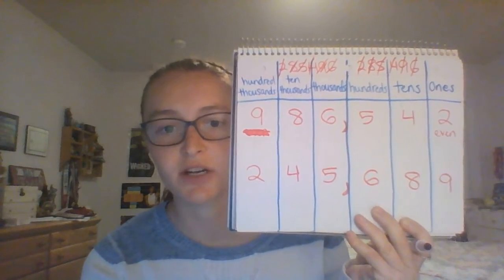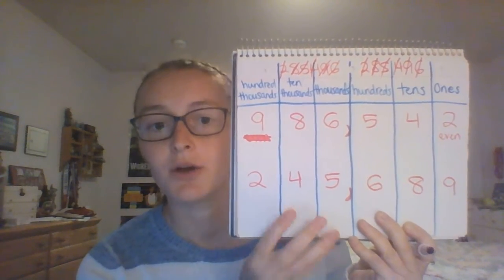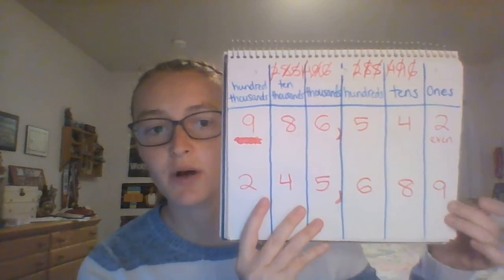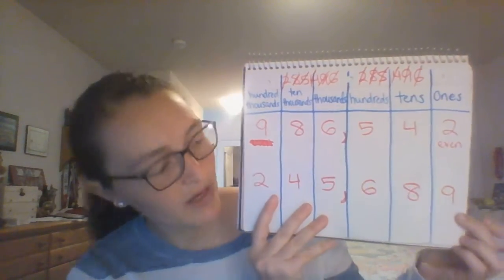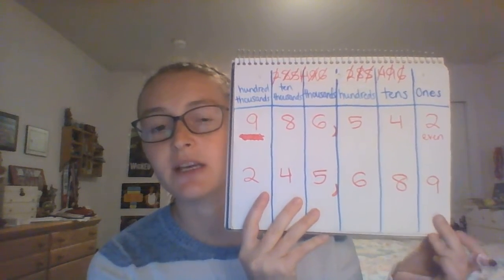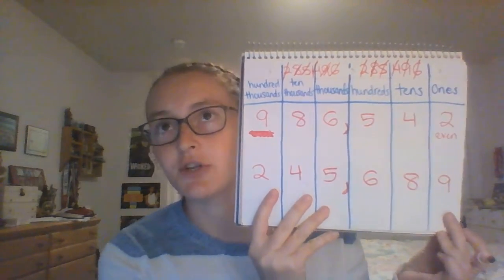Again, we have to answer, is this even or odd? Where do we look? We look in the ones place. We have a digit 9 in the ones place. Is 9 a multiple of 2?